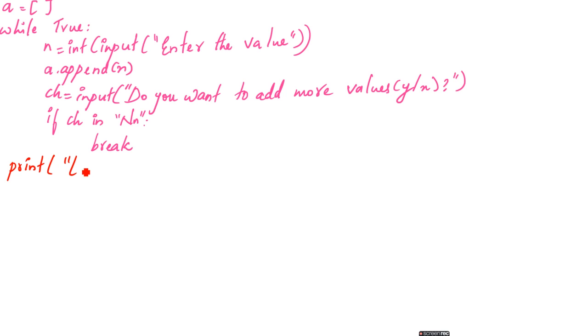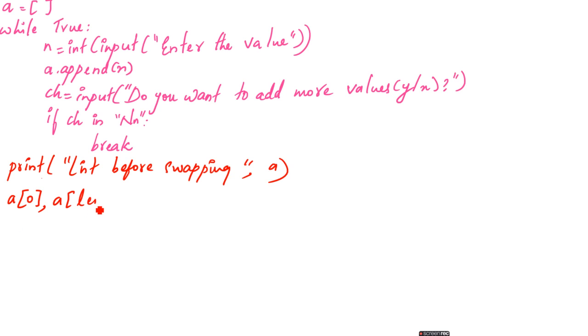We can write like this. List before swapping. Then we have to swap. We have to swap the first and the last element. So we know the first element is in the index 0 and the last element is in the index length of A minus 1. So we have to swap it. We can swap like this. A of length of A minus 1, comma A of 0. Now our list is swapped.